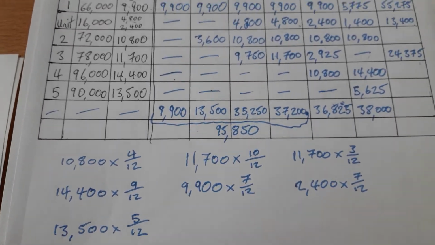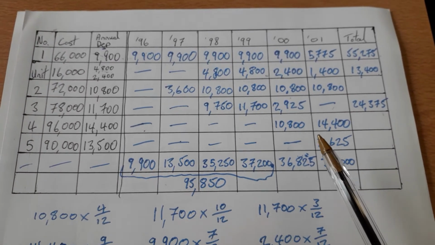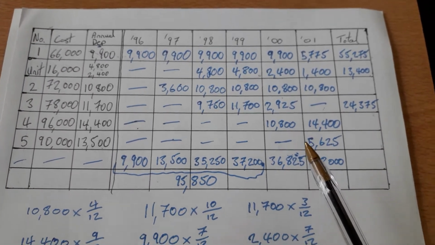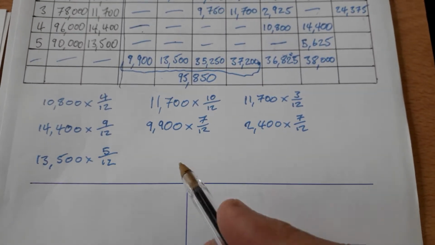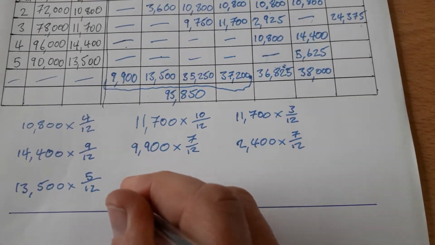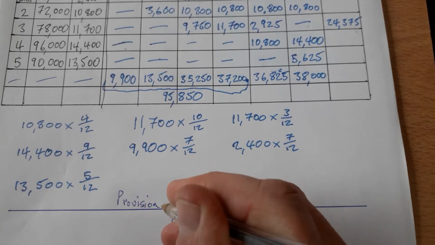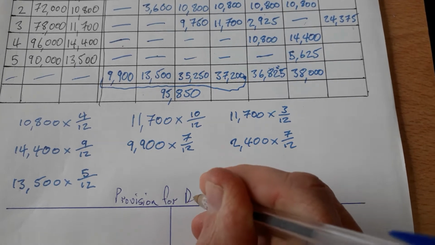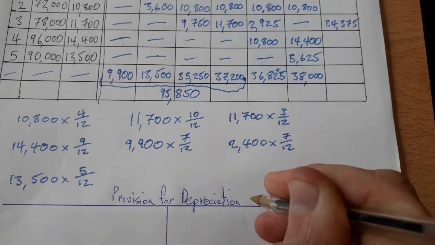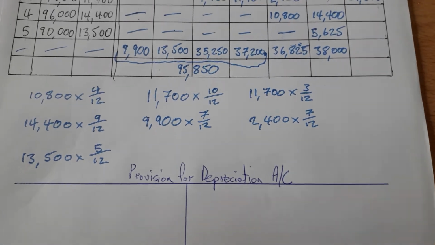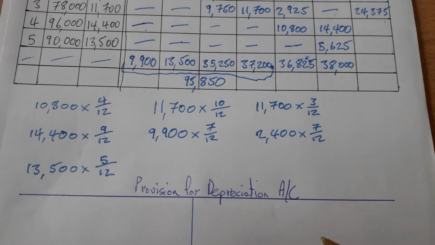Okay, welcome back. So in the last video, we did all the workings, the calculations for the provision for depreciation on vehicles account. And so in this video, we're going to start the actual T account, the provision for depreciation account. So I've just drawn the lines out here. And first of all, we'll give it its name. Provision for depreciation account.